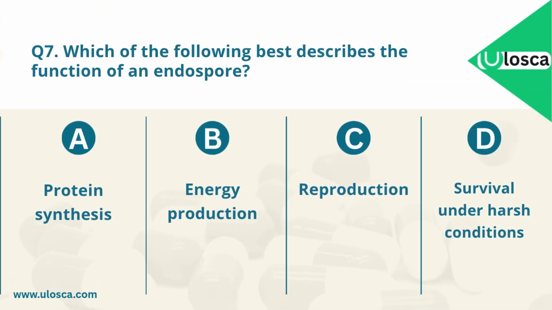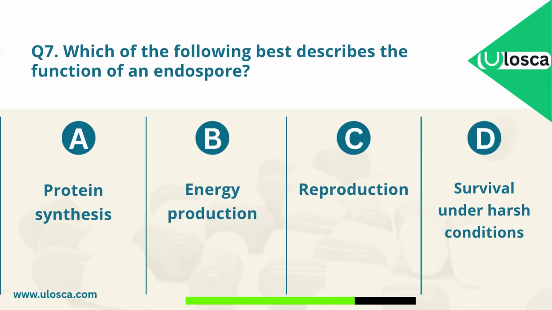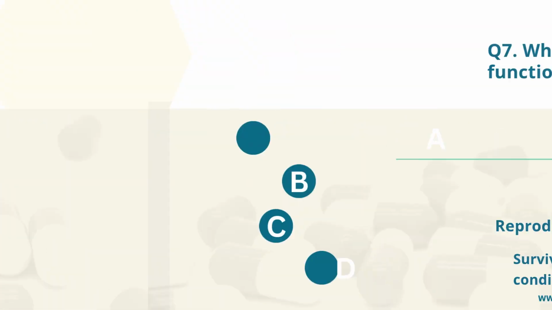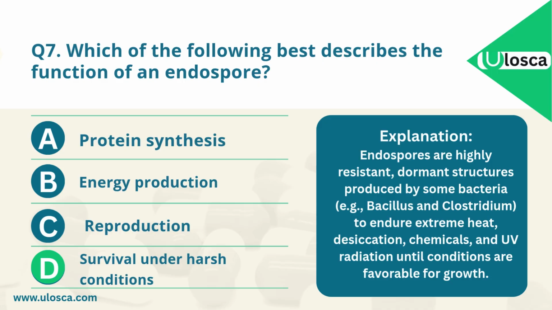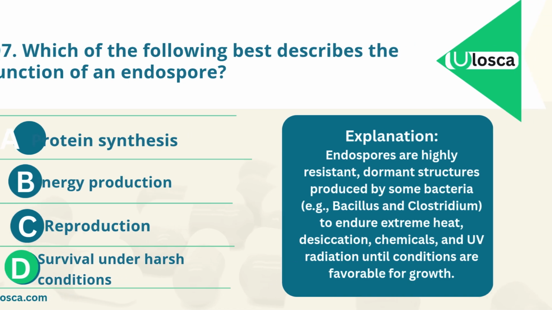Question 7. Which of the following best describes the function of an endospore? A. Protein synthesis. B. Energy production. C. Reproduction. D. Survival under harsh conditions. Which one is the correct answer? The correct answer is D. Survival under harsh conditions. Explanation. Endospores are highly resistant, dormant structures produced by some bacteria to endure extreme heat, desiccation, chemicals, and UV radiation until conditions are favorable for growth.